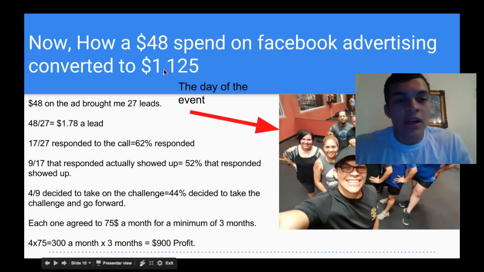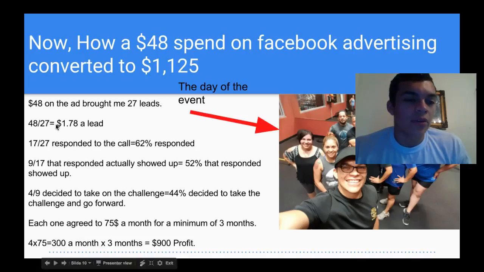So now, how I turned a $48 spend on Facebook advertising into about $900. I wrote that wrong. It should say $900, not $1,125. Okay, so this was the day of the event. Okay, I brought in about 9 people. 1, 2, 3, 4, 5, 6, 7, 8, 9. She was kind of tired over there. I brought in about 9 people. So we can look at the whole kind of breakdown of it. So $48 brought me about 27 leads.